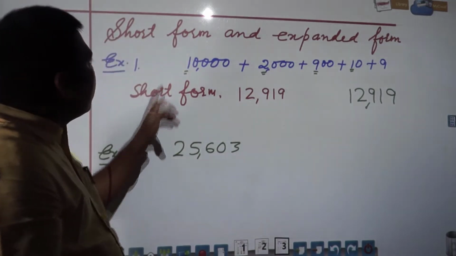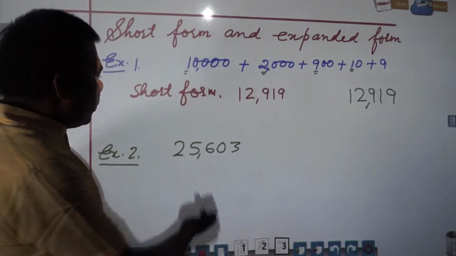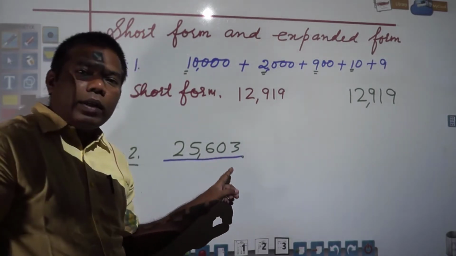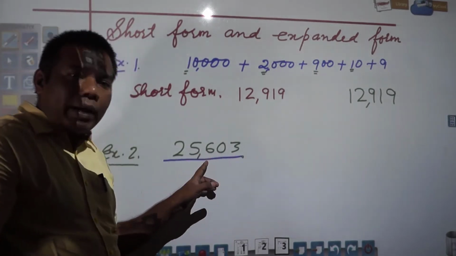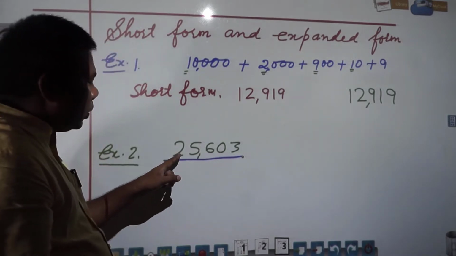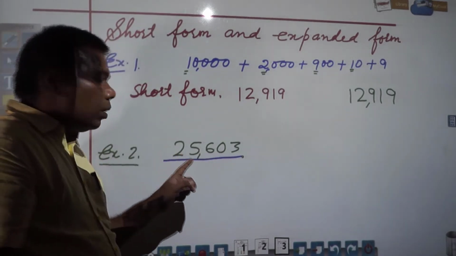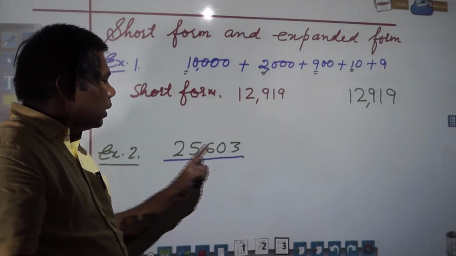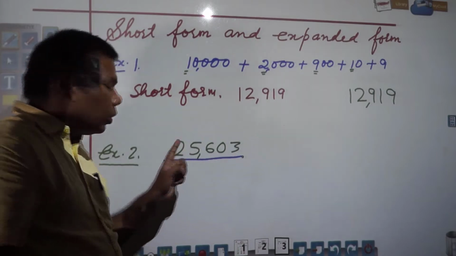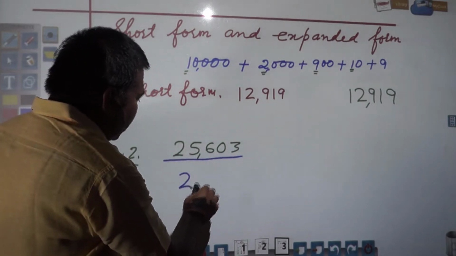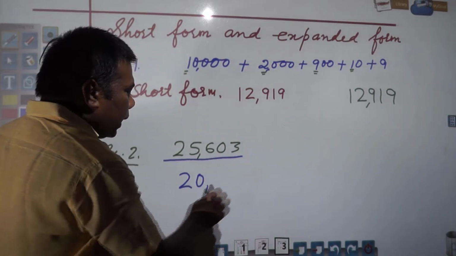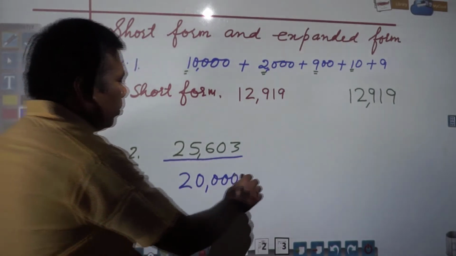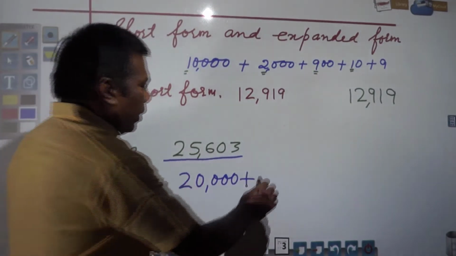Then we will move to expanded form. Suppose any given number you have, 25,603. So you need to write it in expanded form. So here you see, first you start with 2. So 2 is in which place you count? Ones, tens, hundreds, thousand, 10,000. So this 2 should be written as in 10,000 place. So it will be 20,000 plus, next digit you have 5.